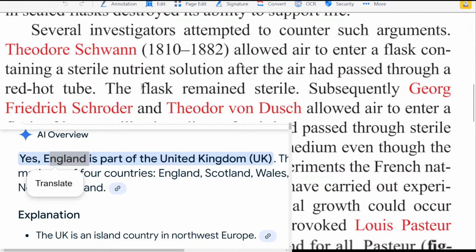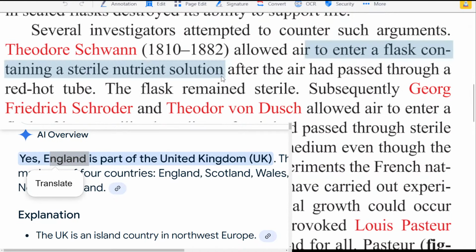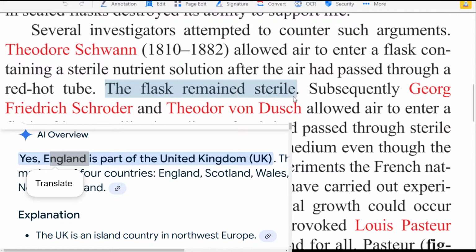Theodore Schwann allowed the air to enter a flask containing sterile nutrient solution after the air had passed through a red hot tube. Okay, now he was showing that I am heating the air, but I am leaving it open, and the nutrients are clean as well. He boiled it even before that, and heated the tube as well, and the air passed through it. The flask remained sterile, meaning nothing happened.